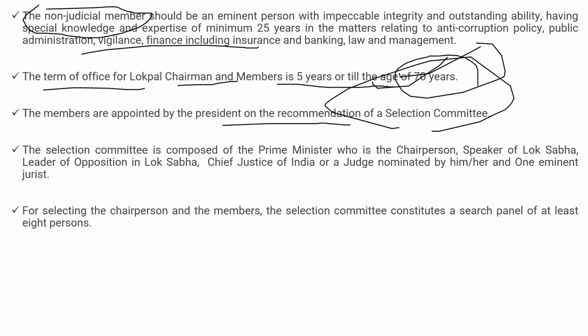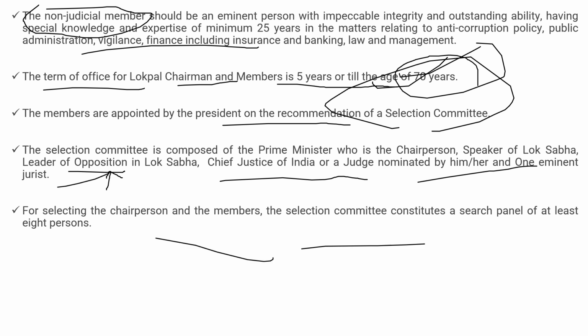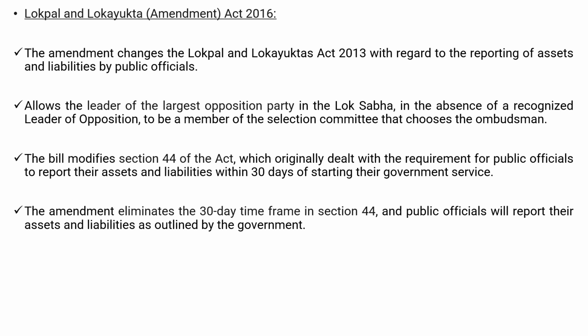এই selection committee টোৰ কথাই লাষ্টৰ D পইণ্টটোত কোৱা হৈছে. So initially the selection committee is composed of the prime minister, who is the chairperson, speaker of Lok Sabha, leader of opposition in Lok Sabha. So নাথাকিলে largest majority থকা opposition party জনে selection committee আহিব পাৰে. Chief Justice of India or a judge nominated by him or her, and one eminent jurist. For selecting chairperson and members, the selection committee constitutes a search panel of at least 8 persons. So these all are about Lokpal and Lokayukta.